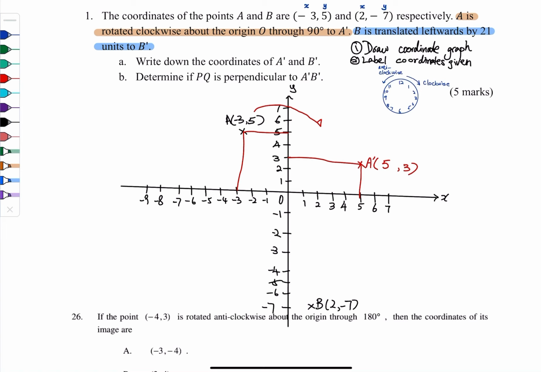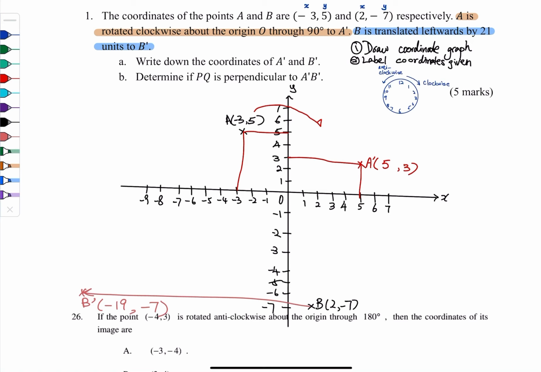So where will that be? So you're at 2, you're going 21 steps. Ooh, that's a lot. Where will you end up? You will end up at negative 19. Is your height changing? No, you're just walking around. So you won't suddenly get short or suddenly tall. So you're still at negative 7. That's your new B. Easy?